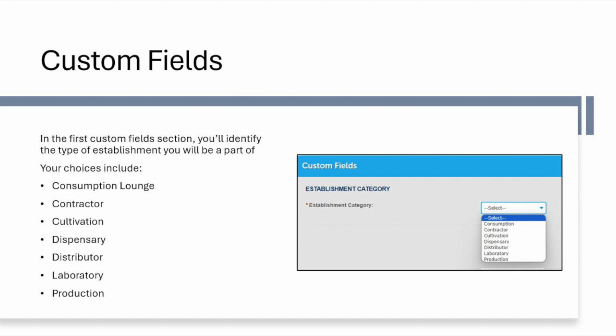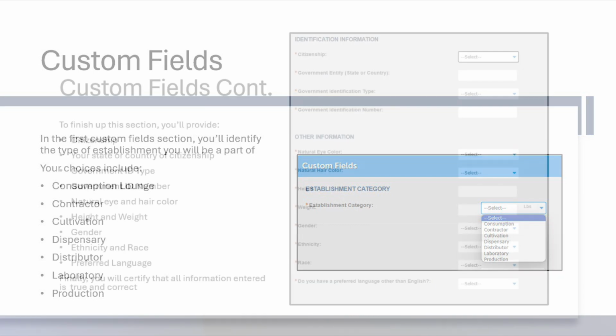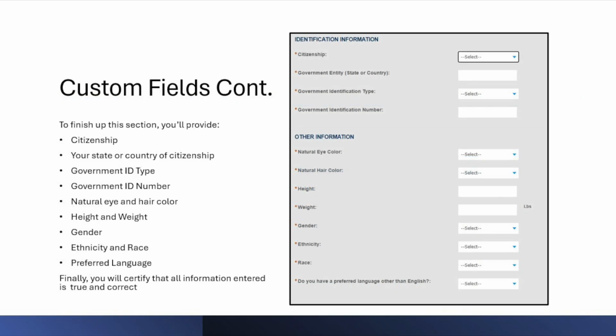In the Custom Fields section, the first thing that you'll identify is the type of establishment you will be working in or part of. Choices include consumption lounge, contractor, cultivation, dispensary, distributor, laboratory, production. Remember that if you work in multiple establishment types, you will need a separate agent card for each establishment that you're a part of. To finish up Section 1 of the application, you'll provide additional information.